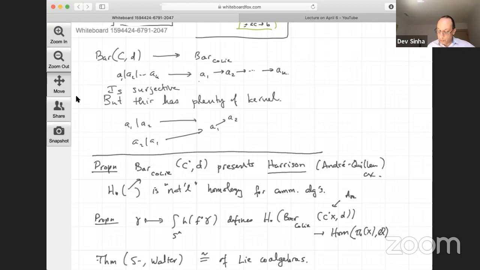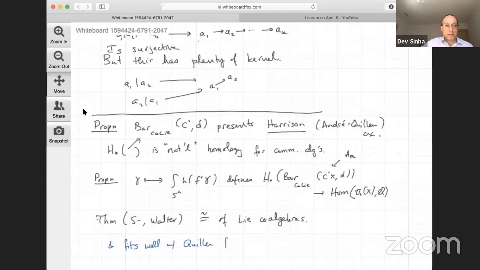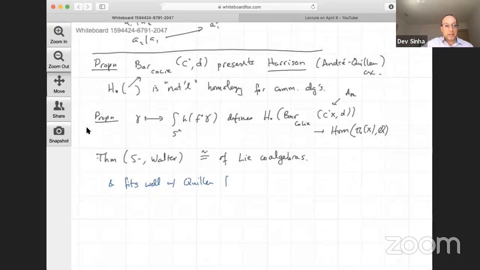So there's all sorts of, and let me just say, it fits well with Quillen functors, Sullivan models even, etc. I realized as I was preparing the lecture today that I promised more than I would manage in an hour, but that's okay.